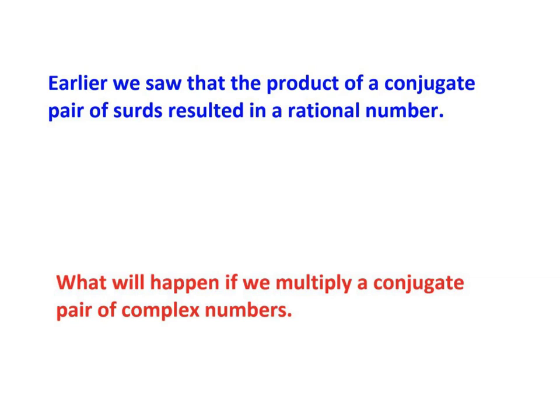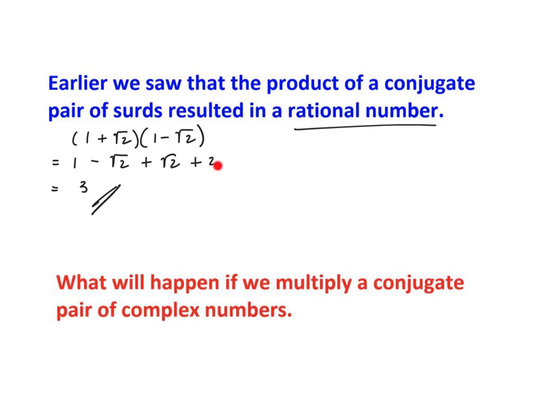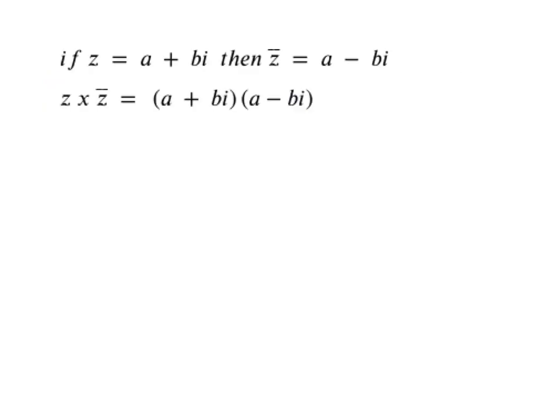So earlier we saw that the product of a conjugate pair of surds resulted in a rational number because those surds canceled each other out. If I do the expansion here, I've got 1 times 1 is 1, 1 times negative root 2 is negative root 2. I get plus root 2 and 2. These two cancel out, leaving me with 3, a rational number. So what do we think is going to happen if we multiply the conjugate pair of complex numbers? You're welcome to try this on your own.